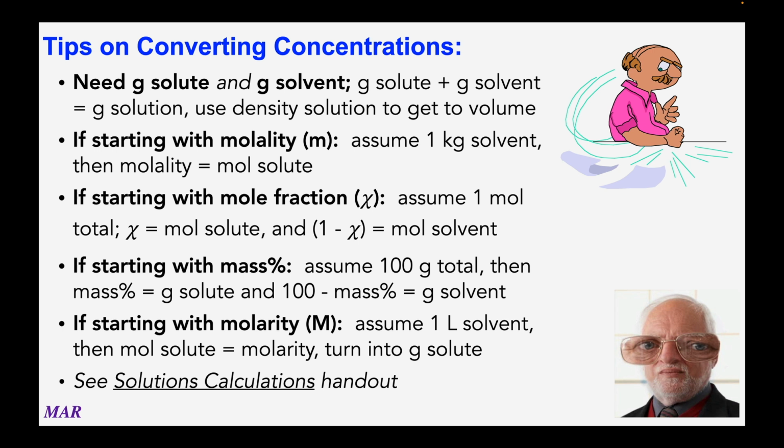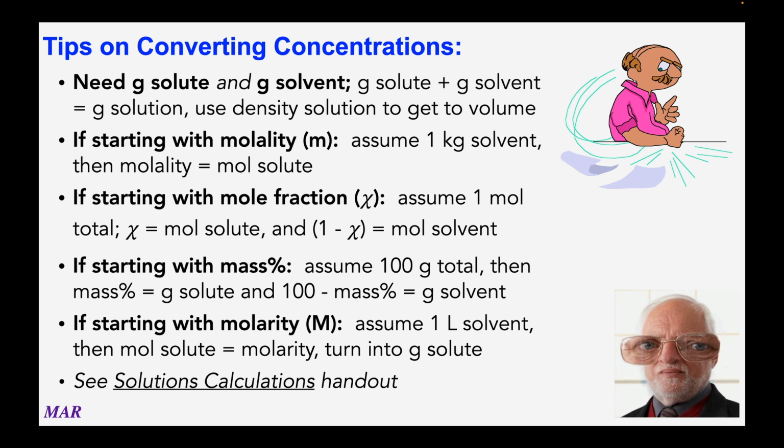Now, if you're starting with mole fraction, you want to assume you have 1 mole total. So whatever number for mole fraction you have, that's going to equal moles of the solute. And then 1 minus the mole fraction number you're given is going to be the moles of solvent. And from the moles, you can go to grams, and you can do all the other things from there, no problem.